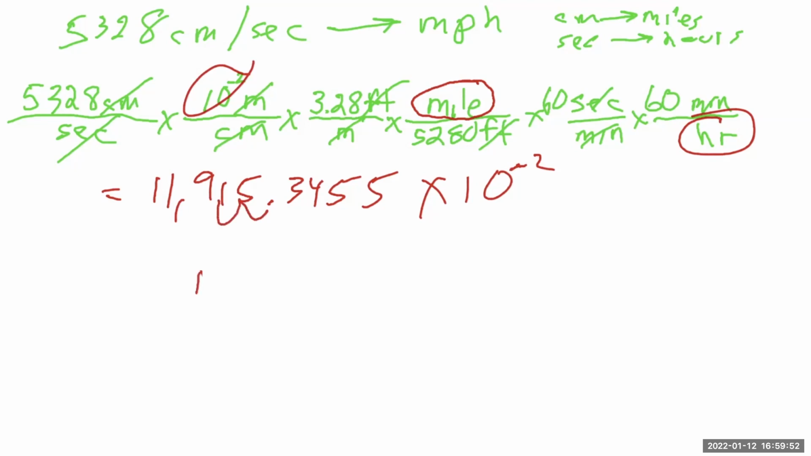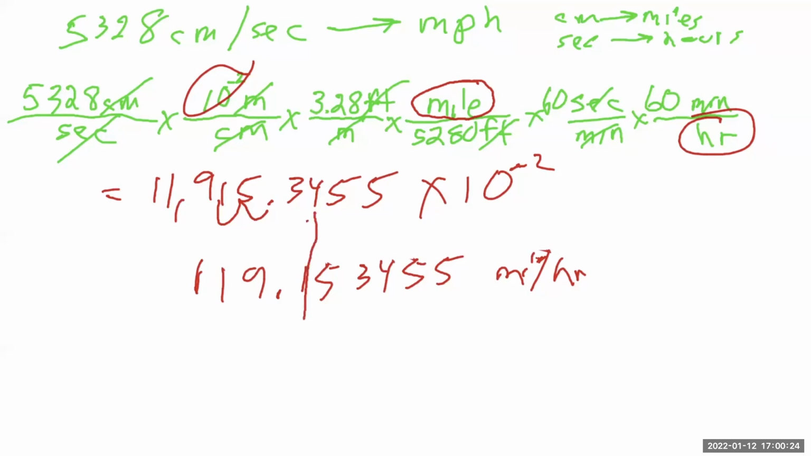So this comes out to 119.153455 miles per hour. So 119.1534, and we're good to how many significant digits now? Would it be 4? Yep, it would be exactly 4. Perfect. So there's where we draw it.